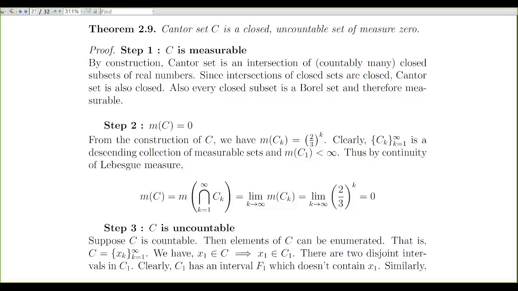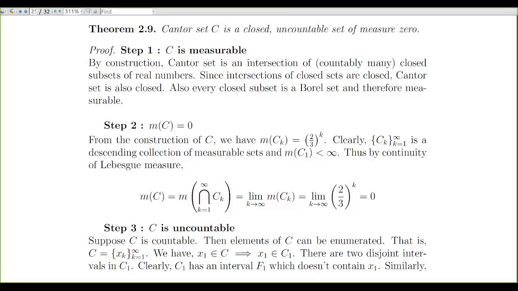So this is a descending chain of measurable sets. Because all these sets are closed, all these sets are measurable. Also, we know that C0, the closed interval 0, 1, is of measure 1. So by monotonicity, C1 will have a measure less than 1. All the measurable sets in the chain will have measure less than 1, or we can easily say measure less than infinity, or all the sets are of finite measure.